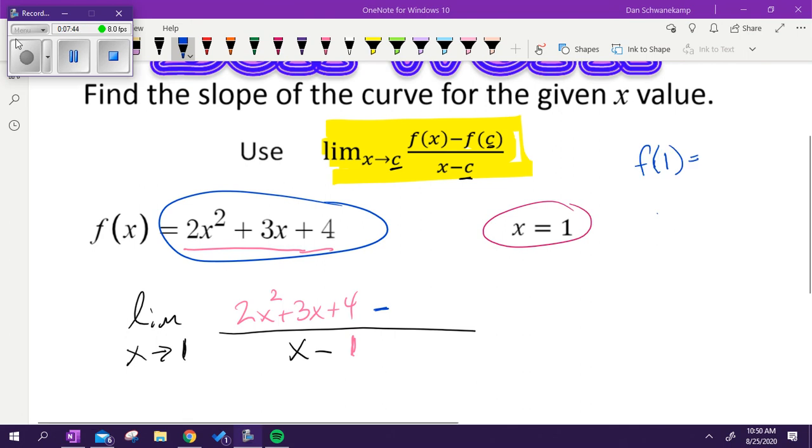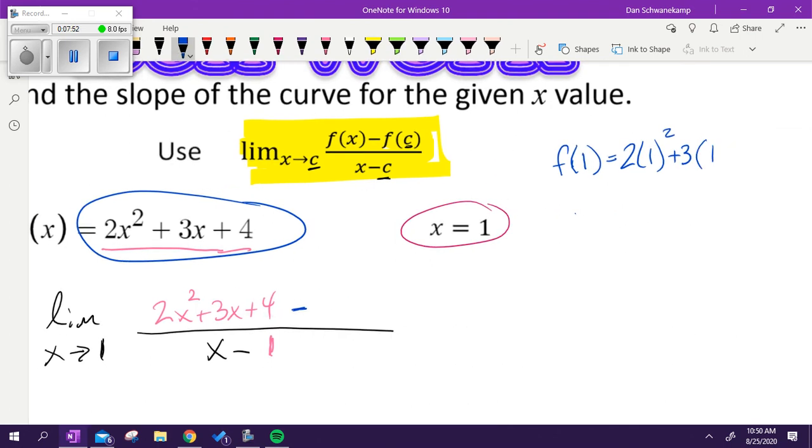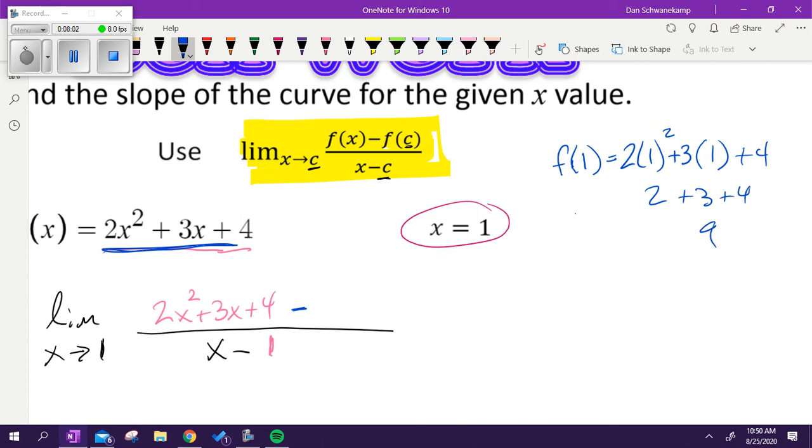So first thing I do is find f of 1. So you're plugging into this equation right here. 2 times 1 squared plus 3 times 1 plus 4. Again, I'm plugging into this equation. What did we end up getting there? 9, because it's 2 plus 3 plus 4. I get 9. The one mistake my students made first period is they weren't going minus f of c. Okay, so it's minus 9 right there.